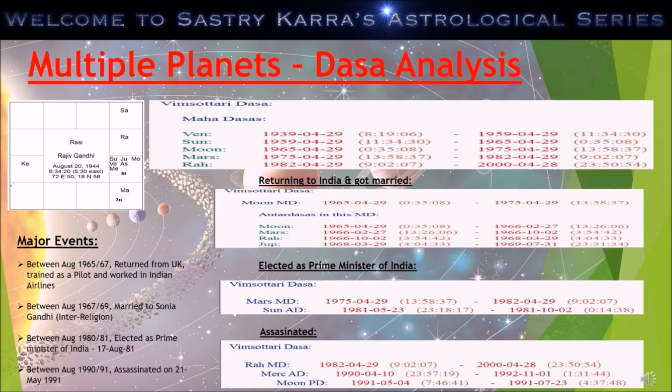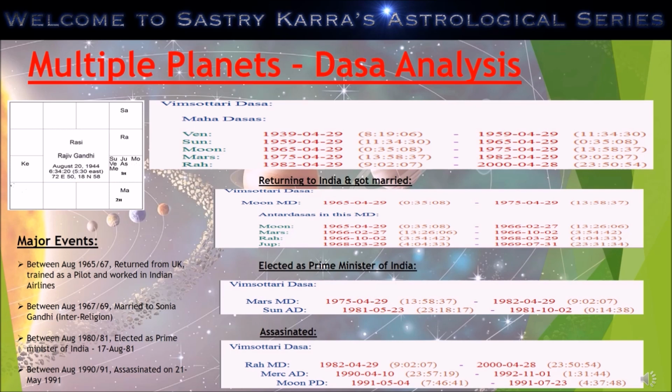Now that we have checked the chart, let's go and look at the Vimsottari Dasa first. Let's do the analysis of the Vimsottari Dasa for each and every major event. Here for Rajiv Gandhi, I have picked 4 major events in his life. There are a lot of other events, but I picked the 4 important ones. The first one is between August 1965 and 1967, Rajiv Gandhi returned from the United Kingdom, trained as a pilot and worked in Indian Airlines. So let's go and look at that.